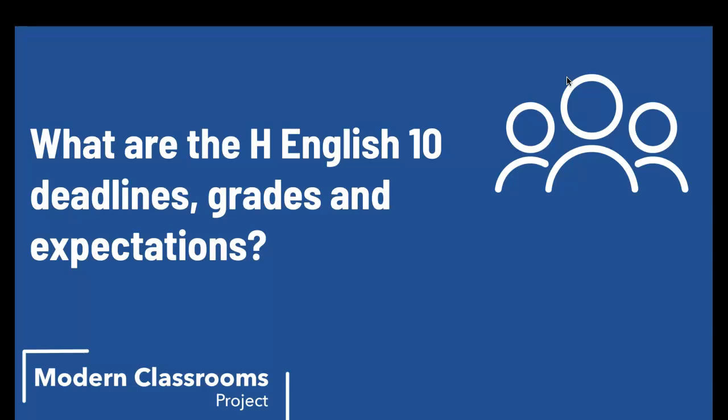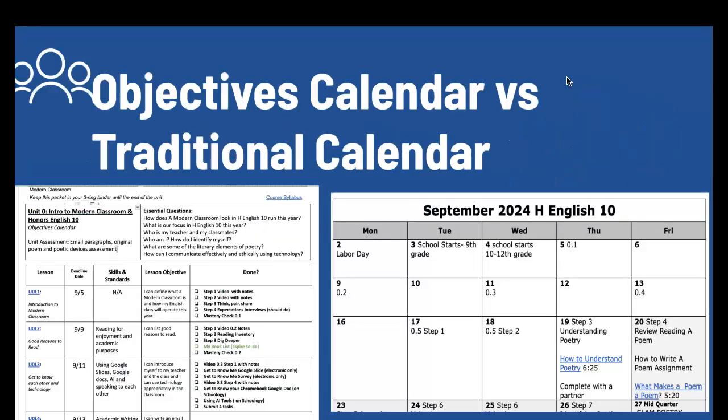Again, the grades, how grades are set in here and how you will earn them, and what the classroom expectations are, okay? Usually in each packet there will be two forms of a calendar. The first one on the left is the objectives calendar, and then you have a traditional calendar on the right. We always will have the traditional calendar. Sometimes we'll have the objectives calendar as well. That one shows you more specifically in more detail.